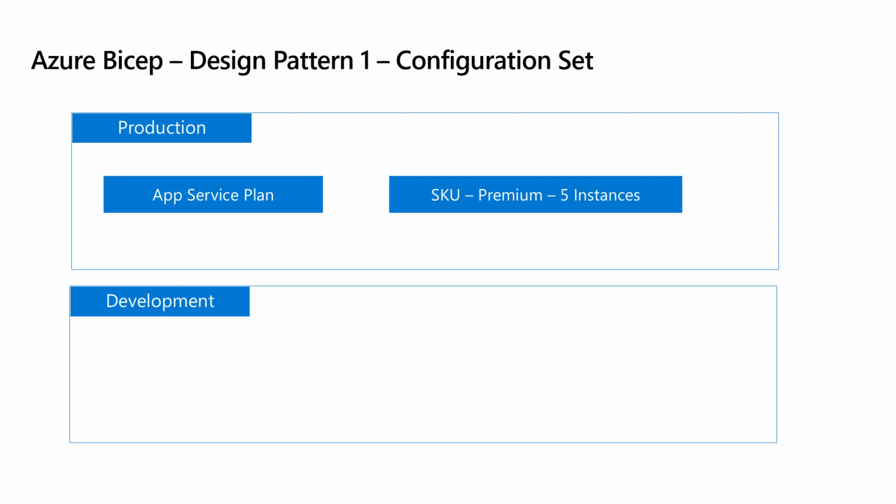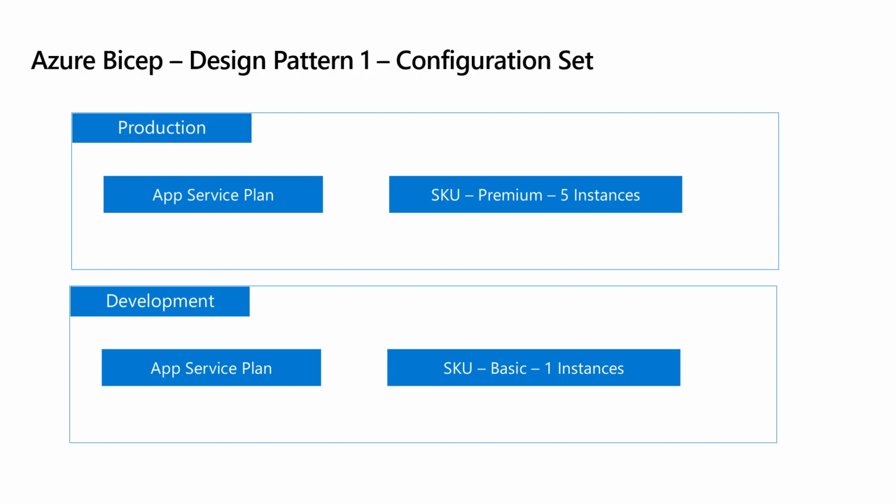However, in development, we don't need premium, right? But in development also we need app service plan. But here the SKU need not be premium. It could be basic with 1 instance itself. Because in development, only the developers would be using the app service plan. However, in production, many people would be using it, the real users. These are use case.